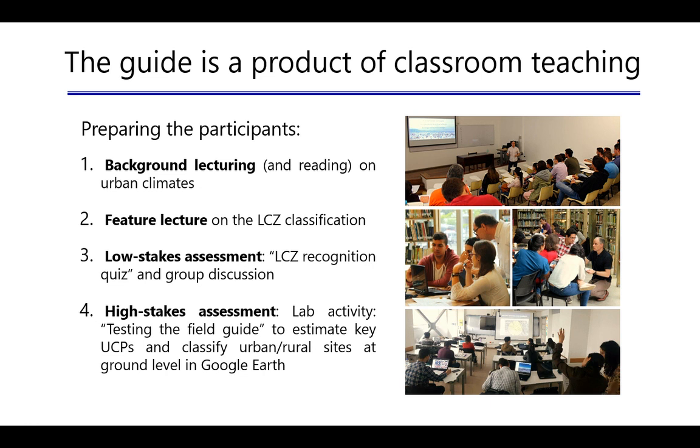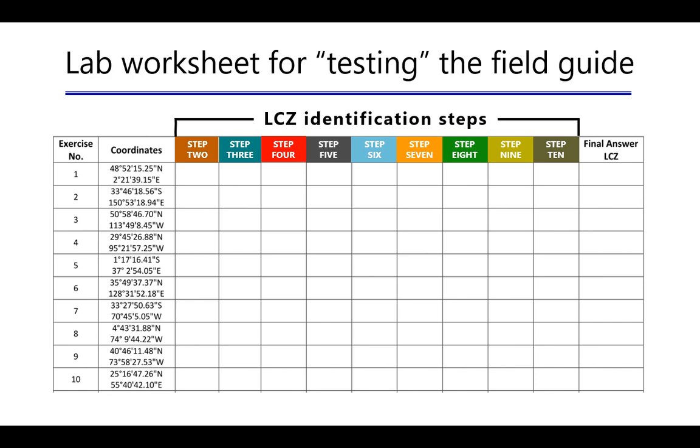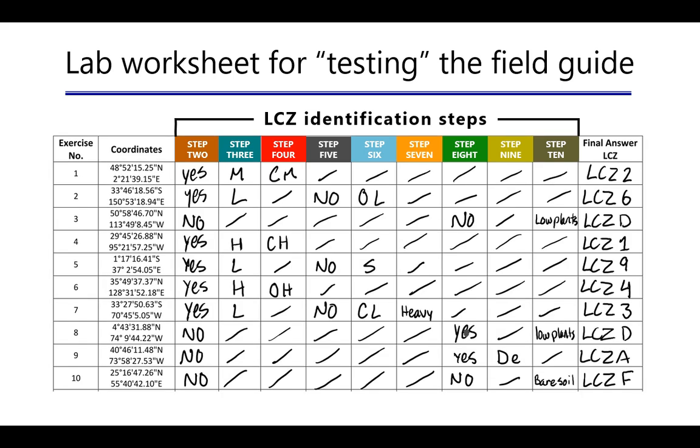The high stakes assessment is a 3-hour laboratory activity, and here they're testing the guide by estimating key urban canopy parameters without any instruments or aid of technology, and then they use that to classify a site into its appropriate class. In that lab, every participant works with a sheet like this. They're given 30 exercises. Each exercise is associated with a set of geographic coordinates. They put the coordinates into Google Earth, and then they follow a sequence of steps, identification steps 1 through 10, and then they arrive at a final answer.